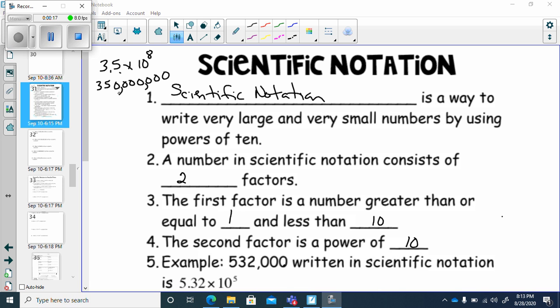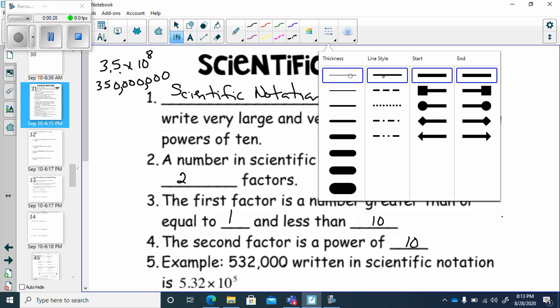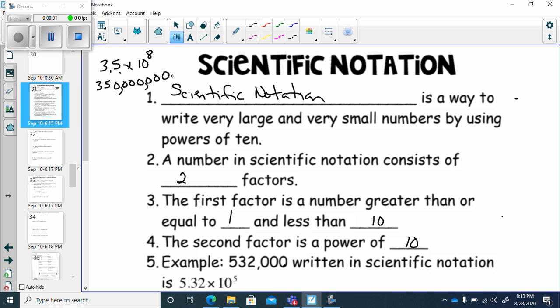For instance, if we're talking about 350 million, we can express that in scientific notation. You know that there is an understood decimal at the end of this number here, and all we have to do is see how many places we've moved it. 1, 2, 3, 4, 5, 6, 7, 8. 3.5 times 10 to the 8 expresses this number with fewer decimals, with fewer zeros, and it makes this easier to understand.